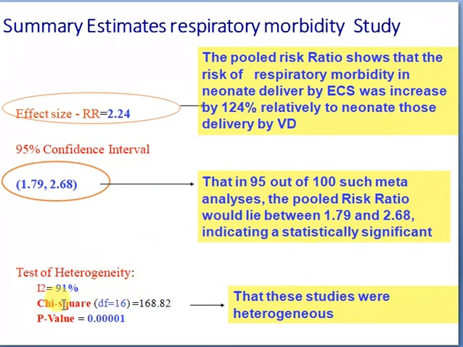Test of heterogeneity: I-square is equal to 91%, chi-square 168, this is greater than degrees of freedom, p-value is less than 0.05. It indicates that the studies are heterogeneous.